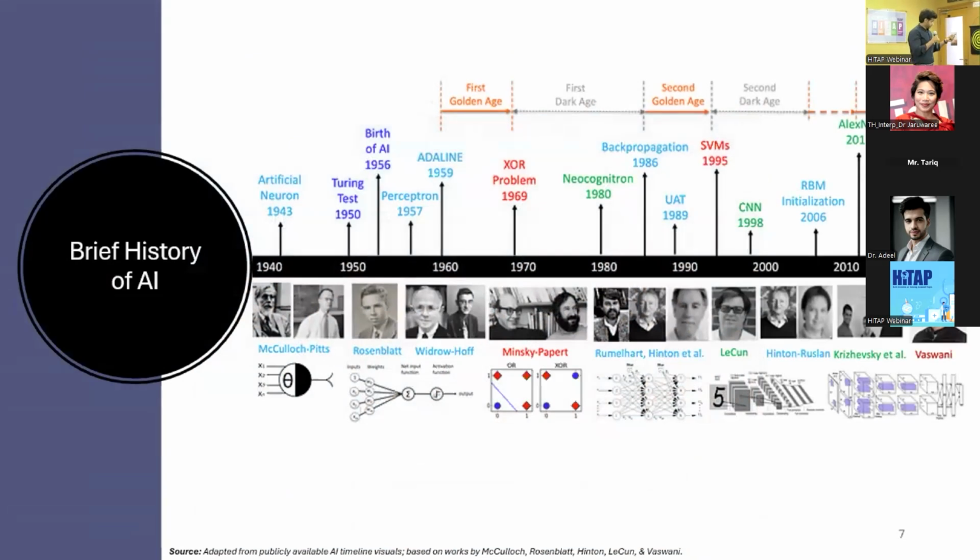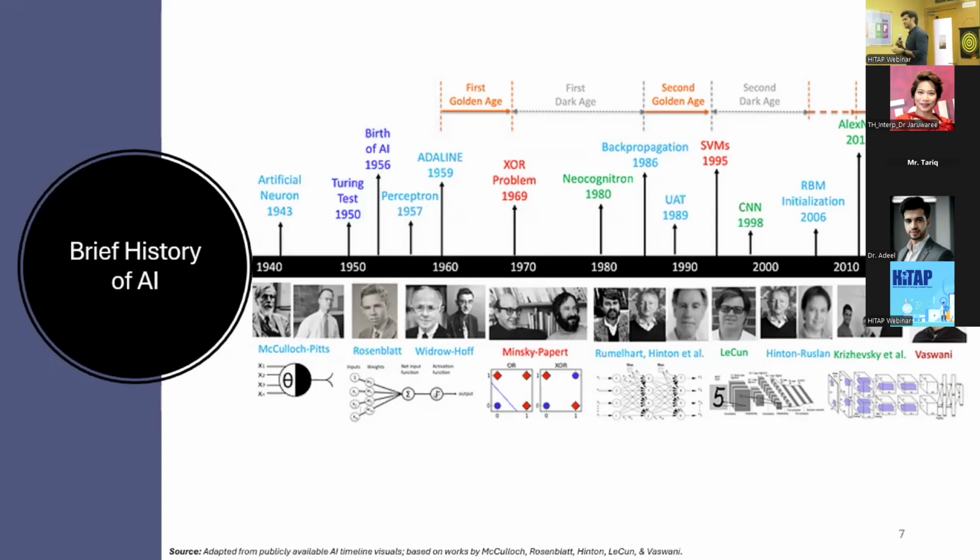Let's have a look at the brief history. We can see here the artificial neuron introduced in 1943. And after that, in 1950, the Turing test was invented. I'm not going into detail about who Alan Turing was, why he proposed the Turing test, and why it is important. Here we can also see that in 1956, artificial intelligence was officially born. The thing I really want to highlight here is that artificial intelligence is not new. It's been here for decades.